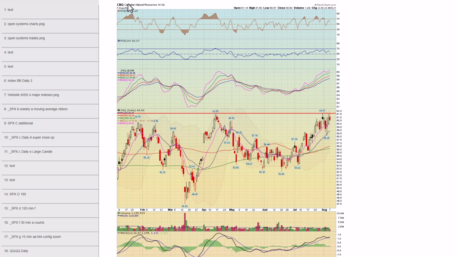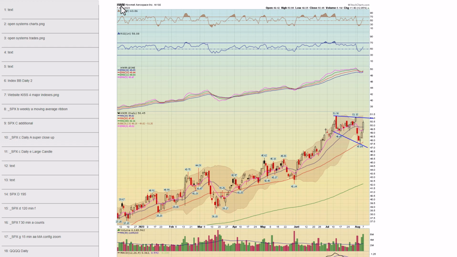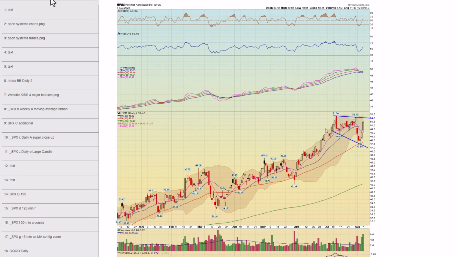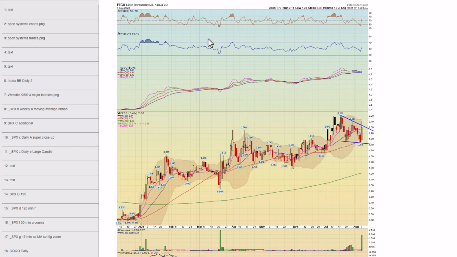Chart 84, CNQ. I think it's a natural gas play. You got a horizontal resistance up here around 61.70. Next, chart 85, HWM, aerospace. Nice volume pickup today. Chart looks pretty good. Next, chart 86, Ares, God of War. Anyway, potential breakout over this area here. You can see this is holding its 20-day moving average.